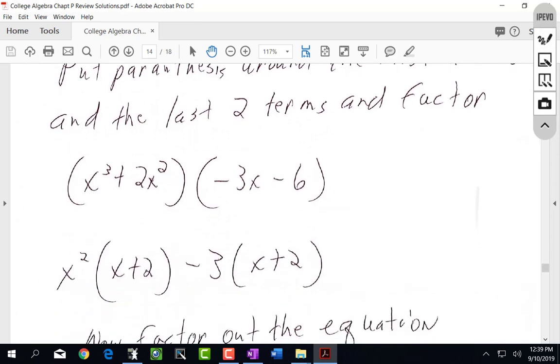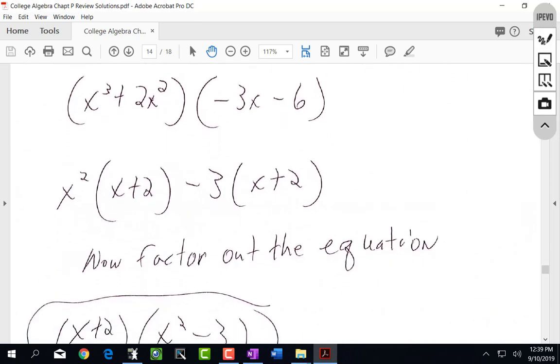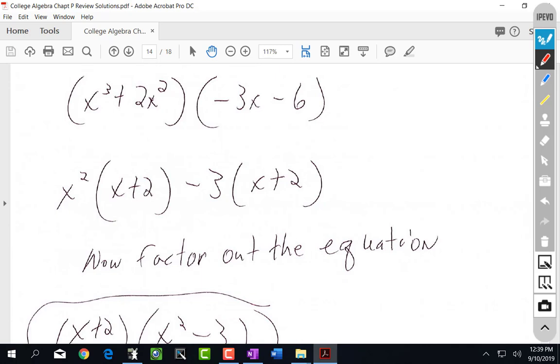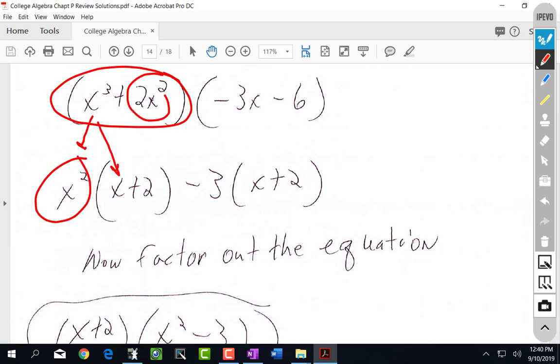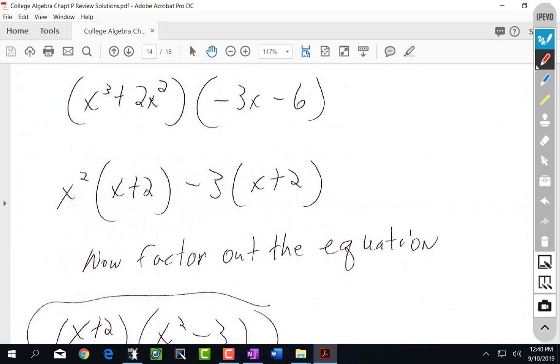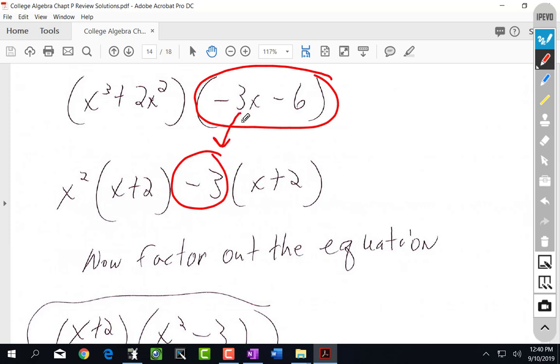Now that I've put parentheses around them, now I'm going to go ahead and factor each set of parentheses separately. So out of this x cubed plus 2x squared, I'm going to factor out x squared. And when I do that, x cubed divided by x squared gives me x. When I take this 2x squared divided by x squared, I get plus 2. So I factored x squared out of the first set of parentheses. I'm going to go and factor out negative 3 from the second set of parentheses. So I take negative 3x divided by negative 3, I get x. And then negative 6 divided by negative 3 is going to be plus 2.